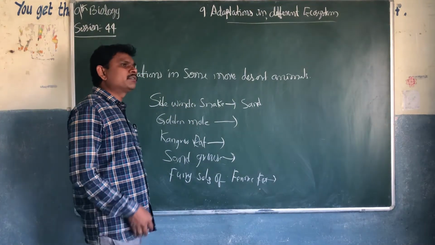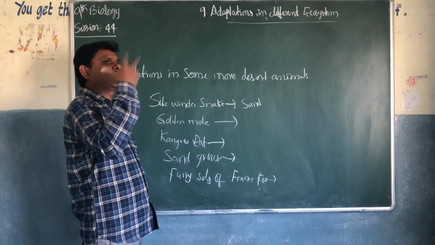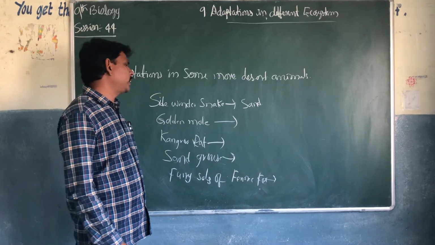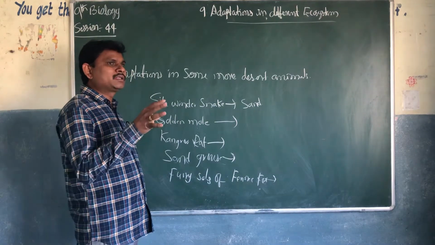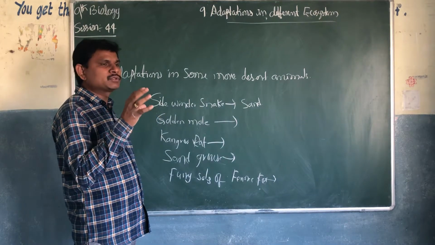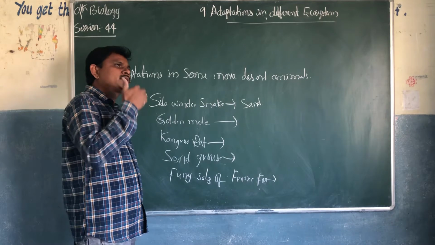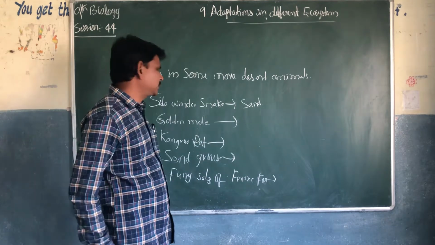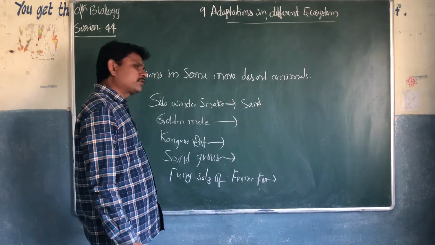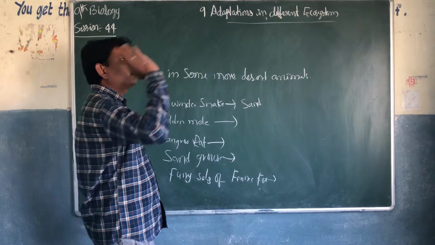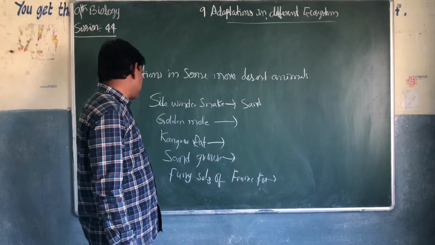Sandgrouse is a bird that will migrate from one place to another, from the oasis, to collect grains for its offsprings. It will carry the grains a long distance from one place to another. To protect itself from the heat, it will also fly from one place to another.